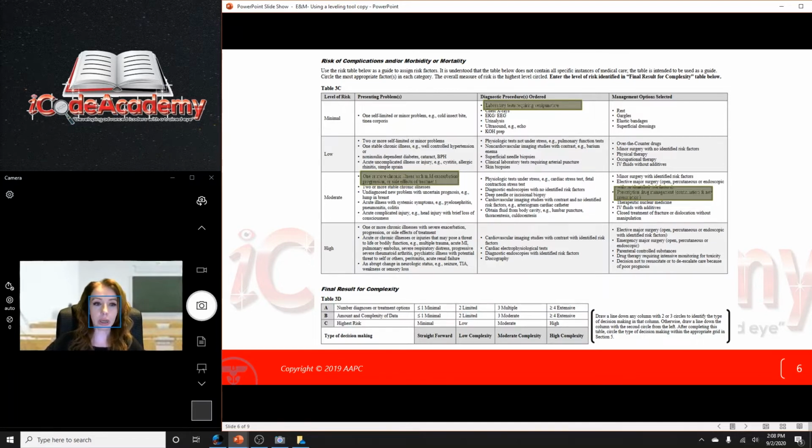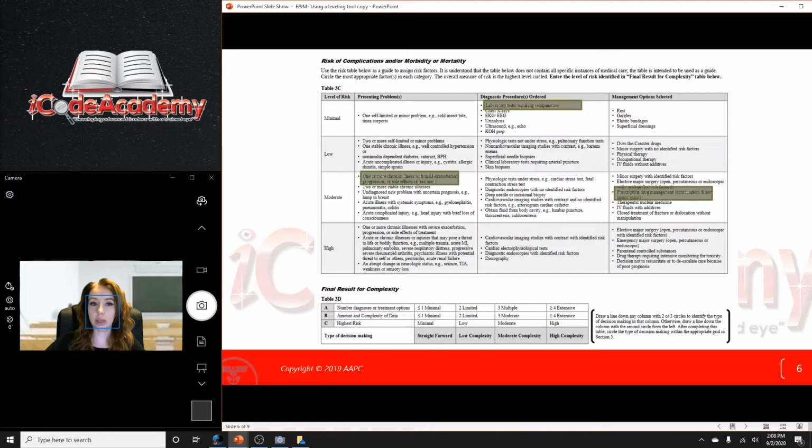As always, let's make sure we're reading instructions on our documentation training tools or leveling tools. And it says here that, again, this table does not contain all specific instances. These are just common scenarios, and this is to be used as a guide. What we want to do to determine the overall measurement of the risk is circle the highest level. So between our minimal and moderate, the highest level is going to be the moderate. So that's the one we're going to give the provider credit for. Down at the bottom, we have a table that allows us to count or document appropriately and tally up our final results.